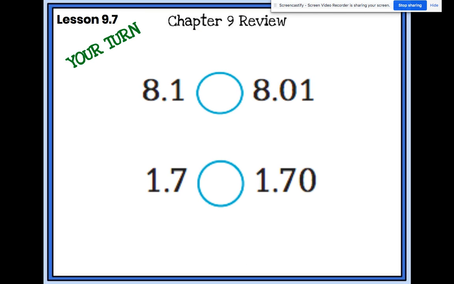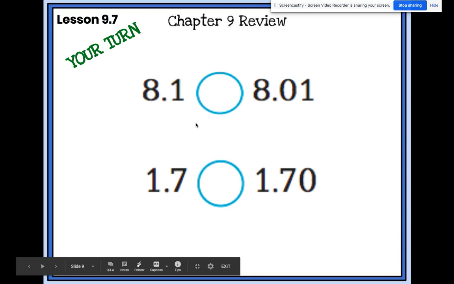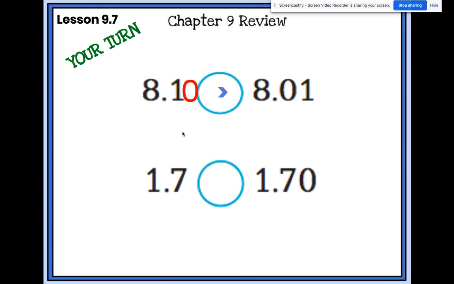So it's your turn here. You're going to go on and compare 8 1/10 to 8 1/100, and then 1 7/10 to 1 7/100. And remember, you want to add your zeros in. So we added that 0 to her 1/10. So now we have 10 hundredths, and we can see that 10 is greater than 1. So 8 1/10 is greater than 8 1/100.